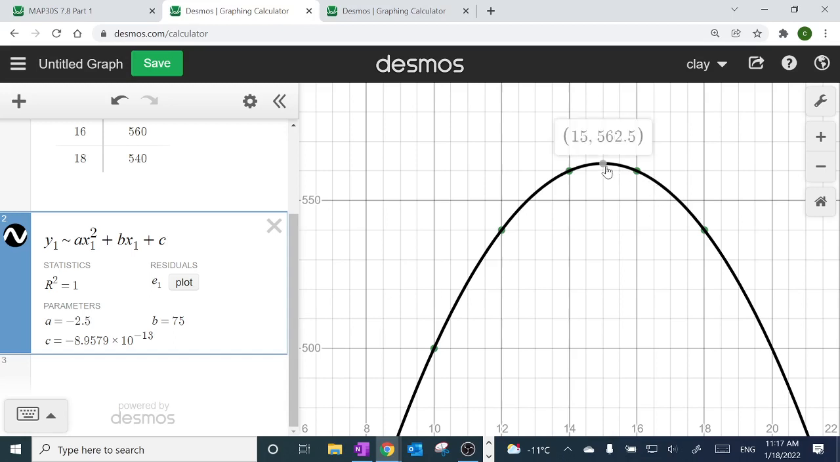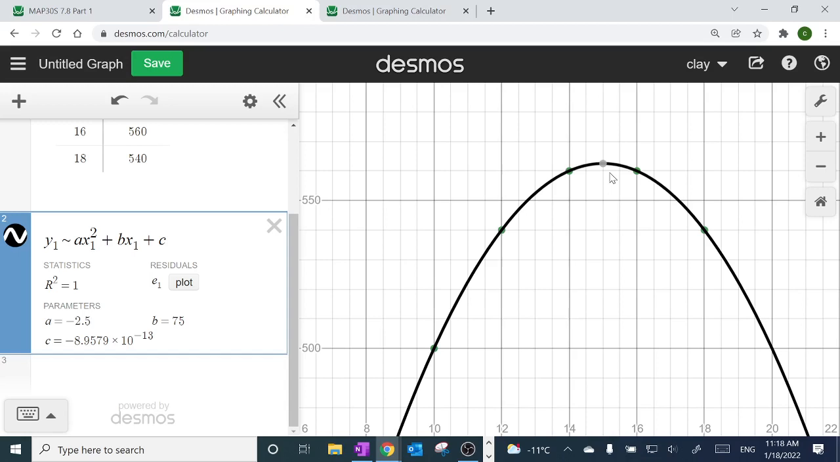There's the vertex. I thought the vertex was a number in the price. No, the x coordinate's the price, the y coordinate is how much that profit is. All right, so there we go. There's how you do a question like that. Let's try another one. So we found the price and the profit.